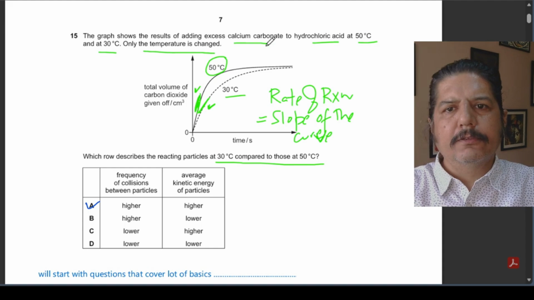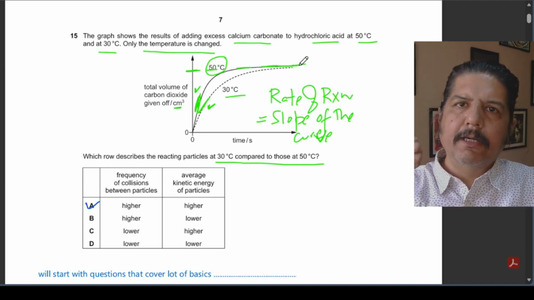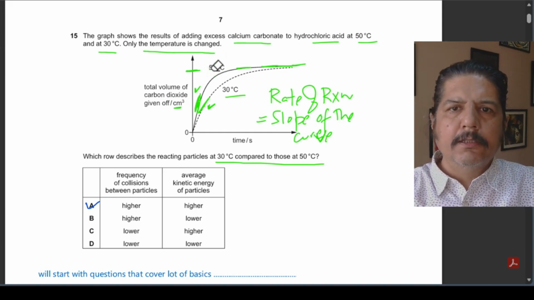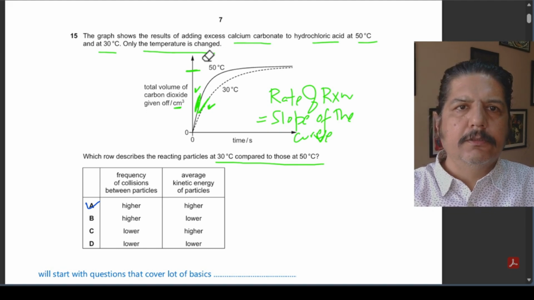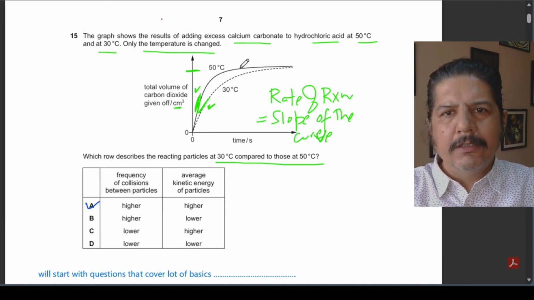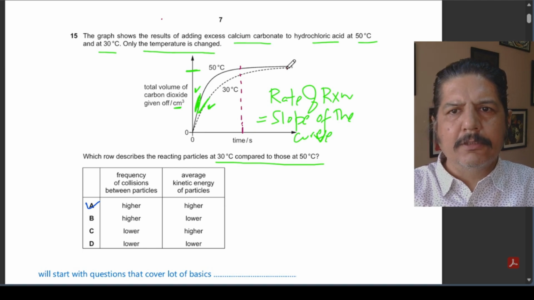The second thing that I want to discuss is, finally, if you see the total volume of CO2 given off in centimeter cube remains the same. The total volume at the end of the reaction remains the same. But at 50 degrees Celsius, the point is reached first. The completion of the reaction is reached first. So if you see somewhere here, the time of reaction is complete. But in the lower graph, the time of completion is about this.